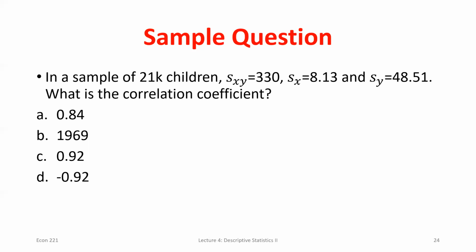Well, one answer should be pretty obvious; we can rule it out right away. Why? It's outside the range of 1 and -1, right? So it doesn't make any sense. It could be our covariance, but it can't be our correlation coefficient.